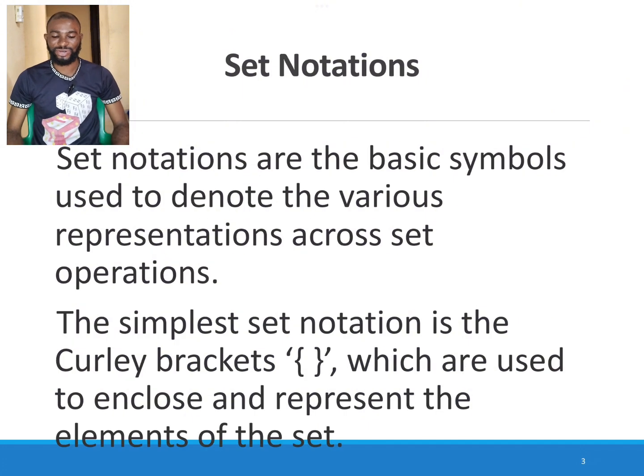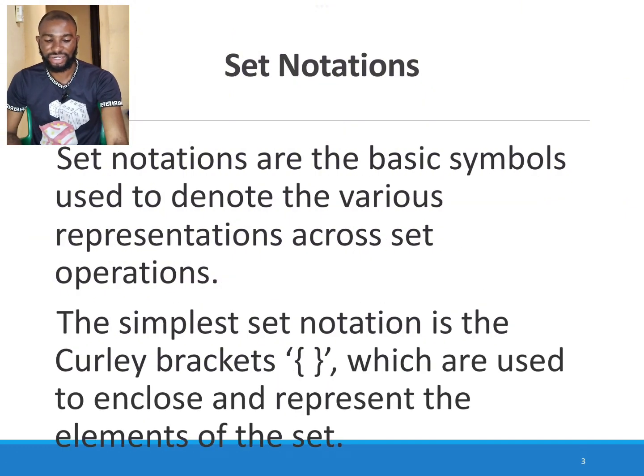So we now have set notations. Set notations are the basic symbols used to denote the various representations across sets. Take notes: under a set, you must make use of curly brackets. You don't use any other brackets. You must make use of curly brackets in your set. That's very important, take note of that. So this is your curly bracket here. I believe you can see this.